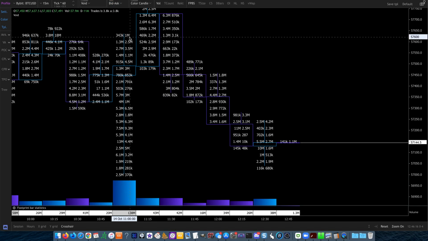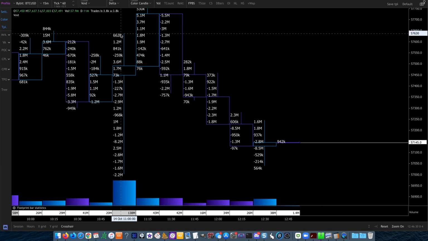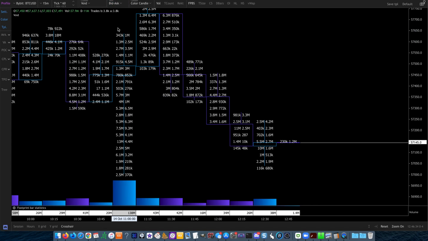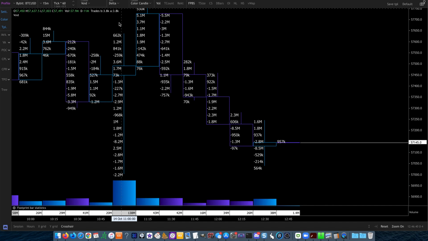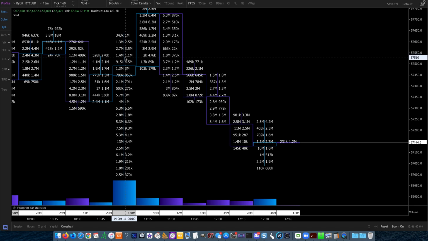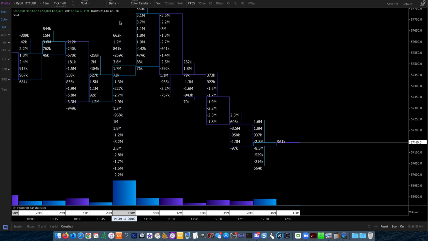If we go to our bid-ask profile, we're going to be subtracting the sells from the buys. So if we have 1 million buys and 343,000 sells, we subtract 343,000 from 1 million, and we get our delta of 662K. Again, here we have 2.5 million buys. We subtract the 1.3 million sells, and that gives us a delta of 1.2 million. In the fourth row, we have 1.1 million buys and 1.4 million sells. If we subtract 1.4 million from 1.1 million, that gives us a negative delta of 259,000.